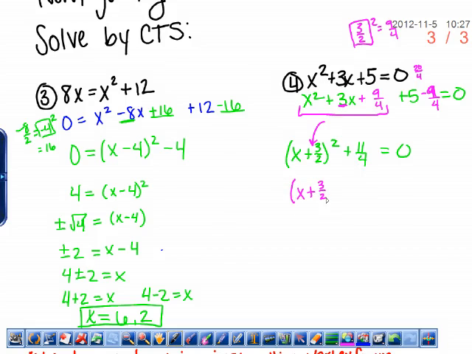We're going to have x plus 3/2 squared equals negative 11/4. What do we do? Square root. So we get x plus 3/2 equals plus or minus the square root of negative 11/4. What happens with the negative? Comes out here. Okay, and then couldn't I split this as the square root of 11 over the square root of 4? And what is the square root of 4? 2. So this is i times the square root of 11 over 2.